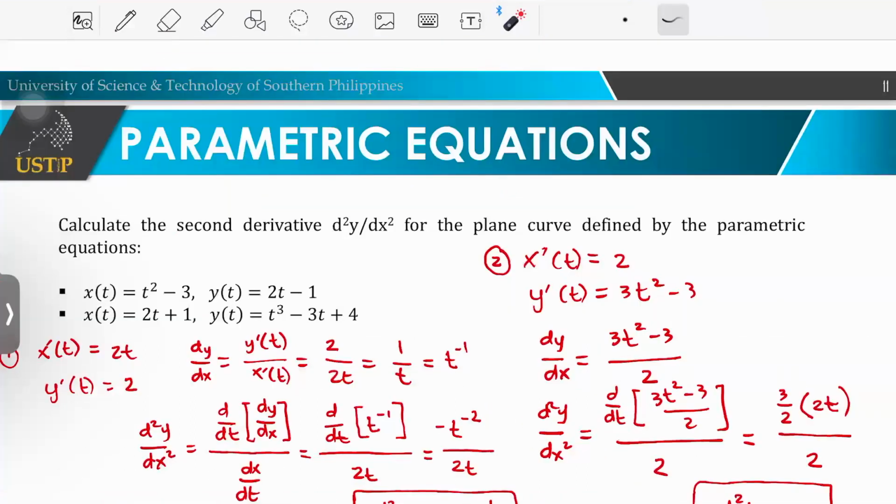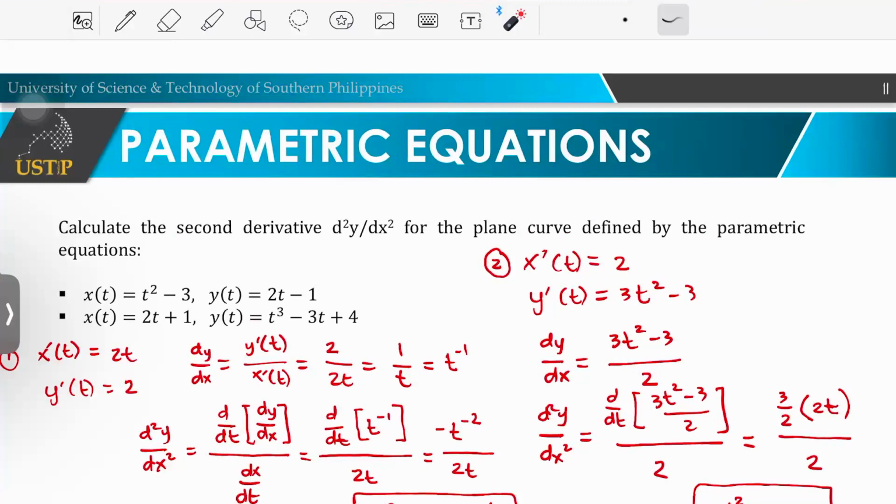Okay, let's calculate the second derivative for the plane curve defined by the parametric equation. So first, let me go back to the earlier example. Get the first derivative first. We have x prime, that is 2t, and then y prime will be 2. Okay. So dy over dx will be y prime over x prime, that is 2 over 2t, that is 1 over t, or t to the negative 1. We rewrite it because we will take the derivative later.